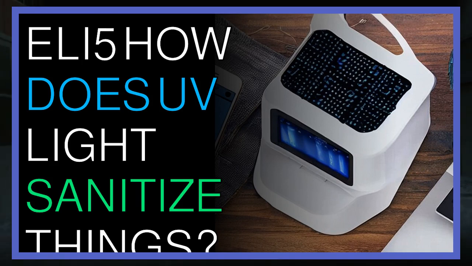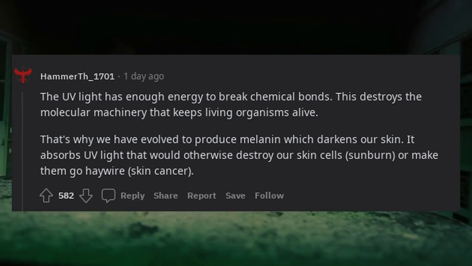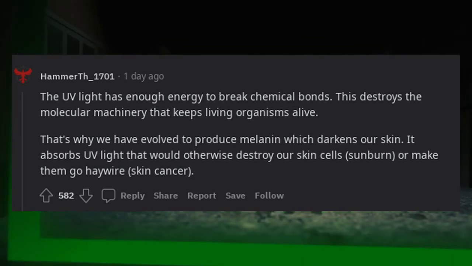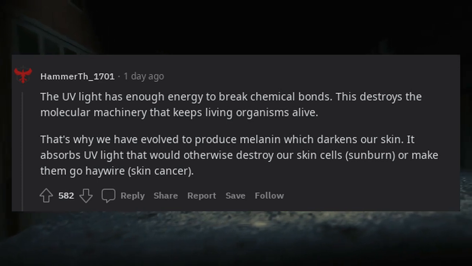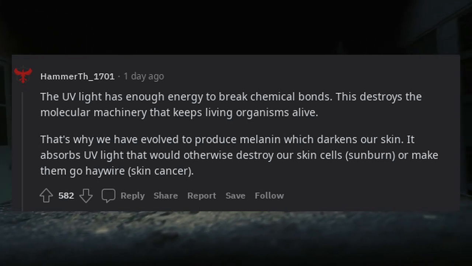ELI5 How does UV light sanitize things? The UV light has enough energy to break chemical bonds. This destroys the molecular machinery that keeps living organisms alive.